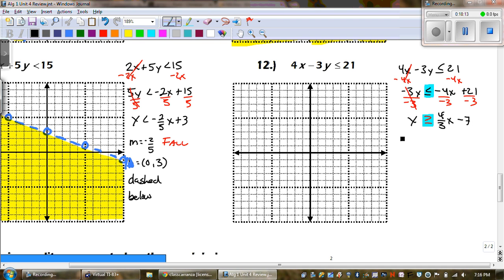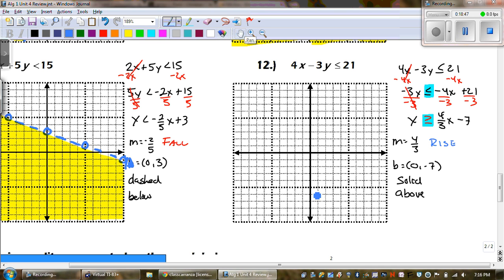Okay, so now we can figure out that our slope is a positive 4/3. That's on the rise, so it's going to be a positive graph. Our y-intercept is 0, negative 7. Is it solid or dashed? It's solid, and it is greater than, which means we're going to shade above. Okay?